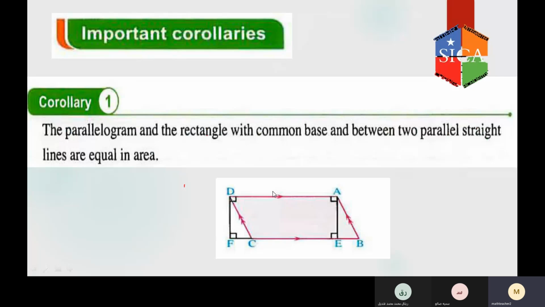In this figure, ABCD is a parallelogram. AEFD is a rectangle. And they have a common base, which is AD. AD is a common base between the parallelogram and the rectangle. Then the area of the parallelogram equals the area of the rectangle.